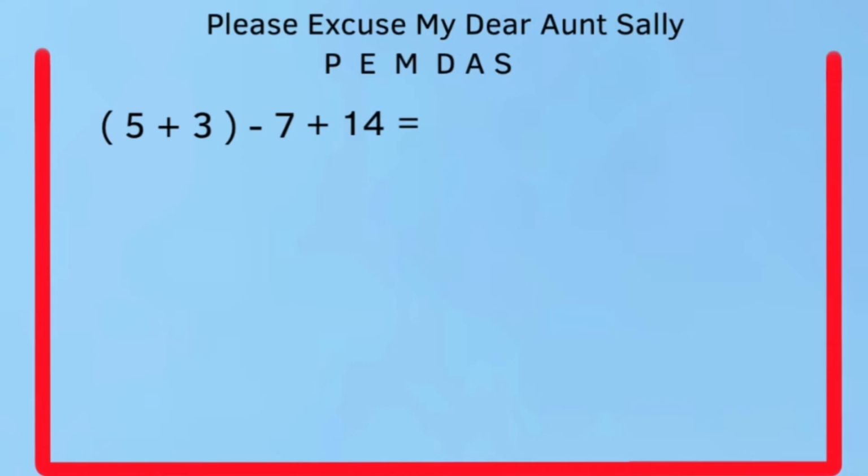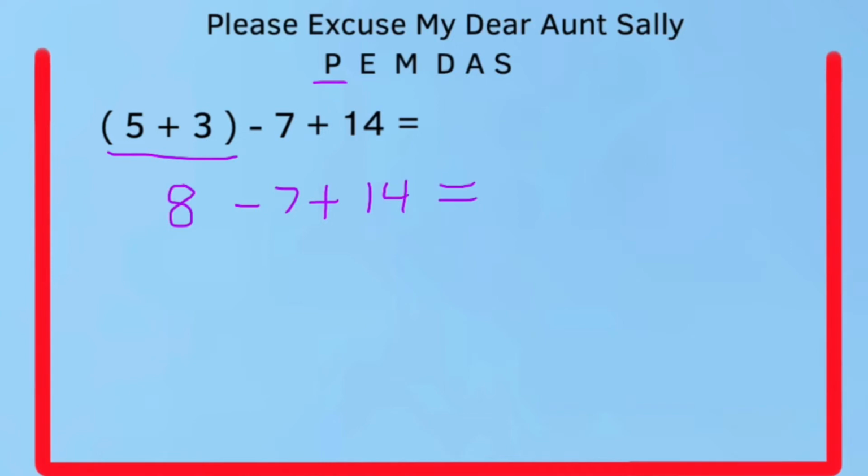Let's take a look at this one. So I want to find my parentheses. Here's one. There aren't any others. 5 plus 3 equals 8. And I'll bring the rest of my problem down. Okay. 8 minus 7 plus 14. What do I do first?